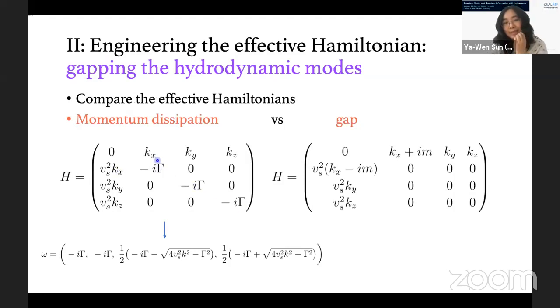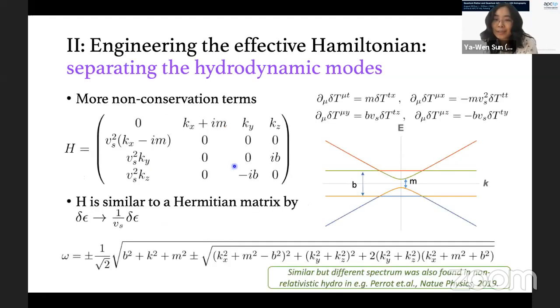So we can see that this matrix is non-Hermitian, very apparently. But here, with this term that we introduced as a gap term, the effective Hamiltonian is still Hermitian, or similar to a Hermitian matrix. And this spectrum would give an imaginary part for this omega. So it introduces dissipative terms, which we call momentum dissipation. But this doesn't introduce dissipative terms or imaginary parts. The spectrum is still real. So they are very different kinds of non-conservation of the energy-momentum tensor.